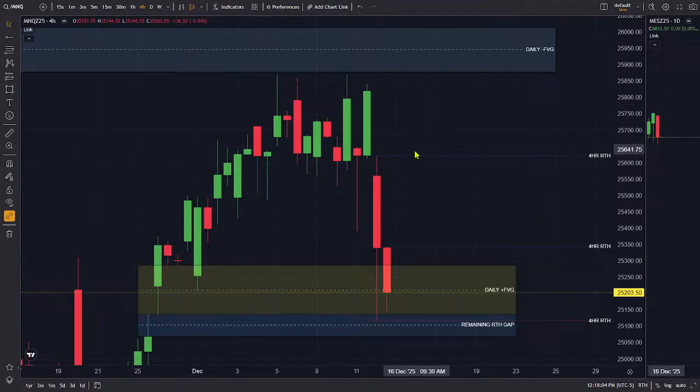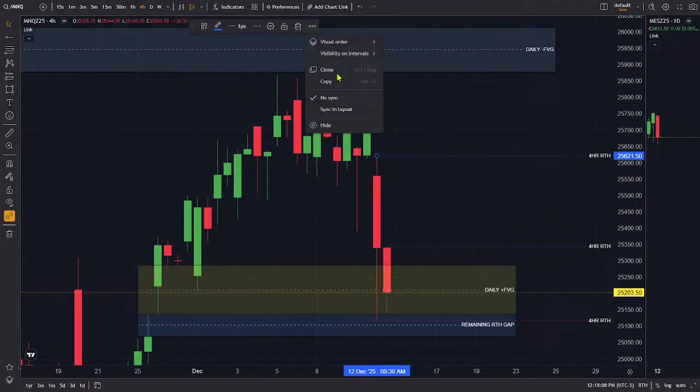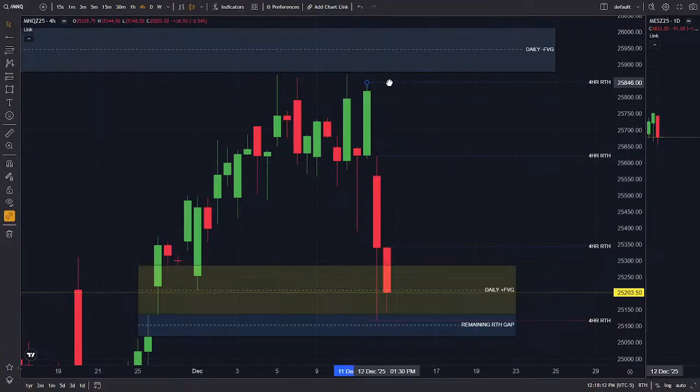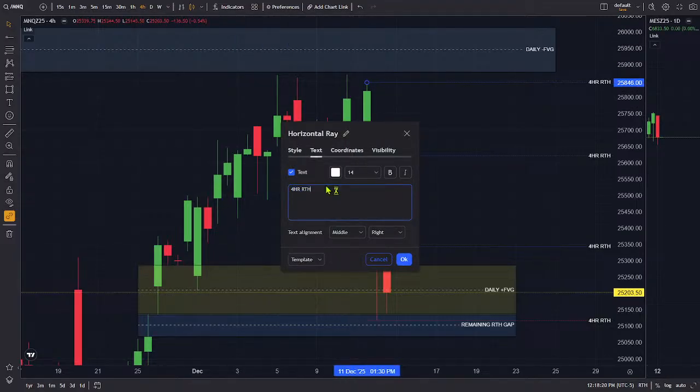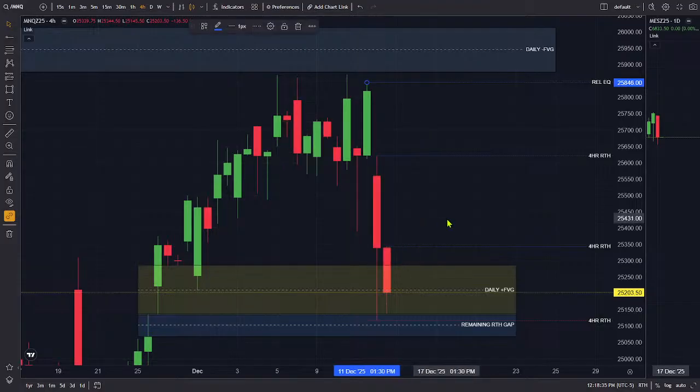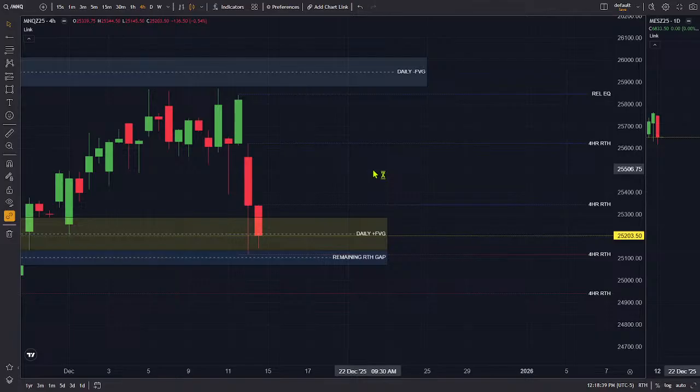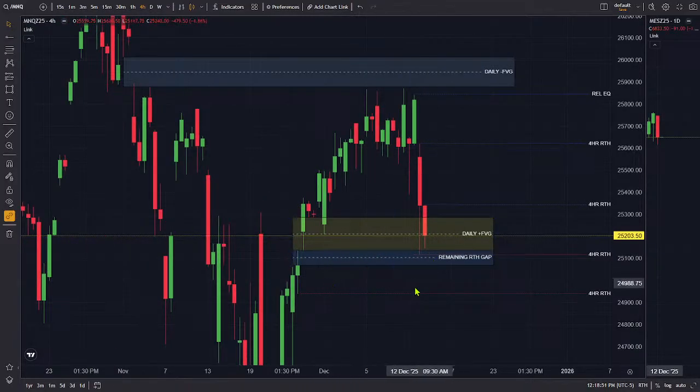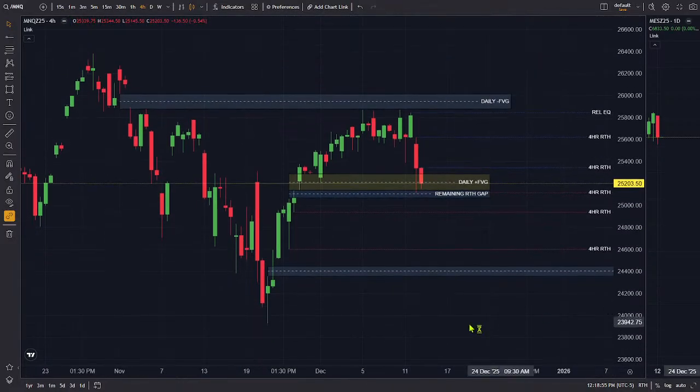So we do have a small gap in here that we can mark out on a smaller time frame. And of course we have all that marked out. We can just clone this and mark these as relative equals. So yeah, that's all I'm going to mark going into Monday for NQ. What I would like to see happen is that at least fill this gap, maybe take out some of this stuff so we have a higher low, and then we start pushing for these guys. That's what I'd like to see.